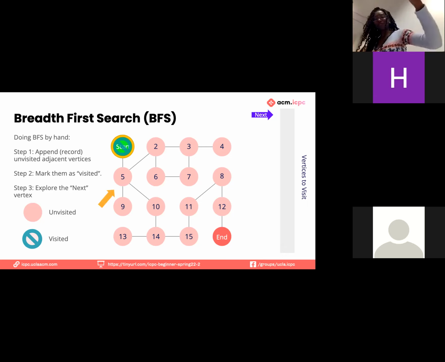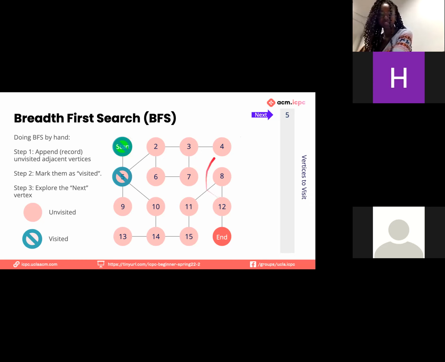We see it's connected to 5, right? So we can say, great, 5, that's something we want to learn more about. We've not seen that before. Let's put it in our list, the list of vertices that we're going to be exploring in the future. Is that in there? The Zoom thing is blocking it. Okay, great. Then we'll mark that as visited and explore the next vertex in our list. Does that make sense? Cool, thank you.